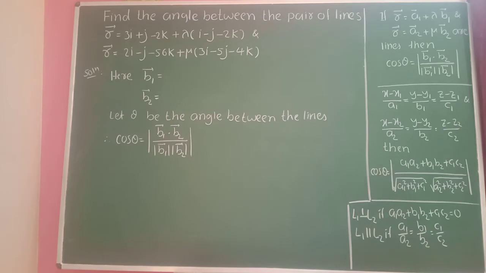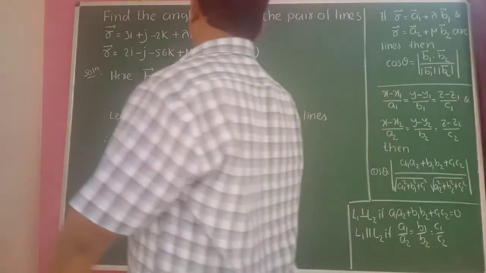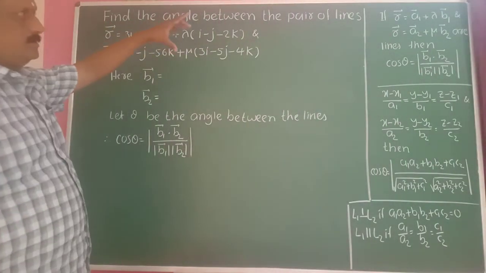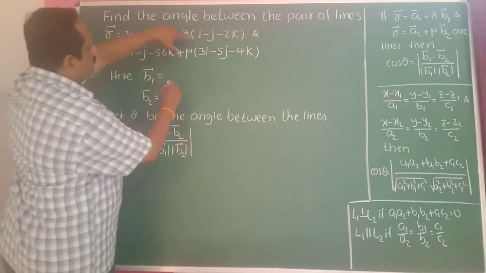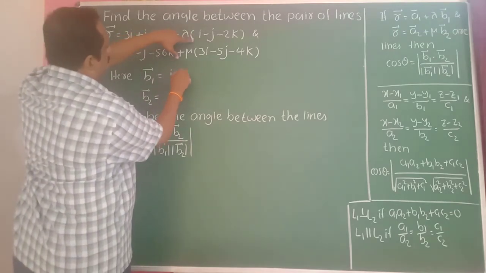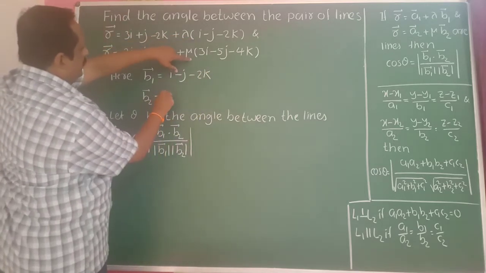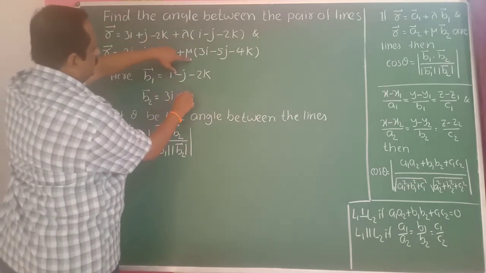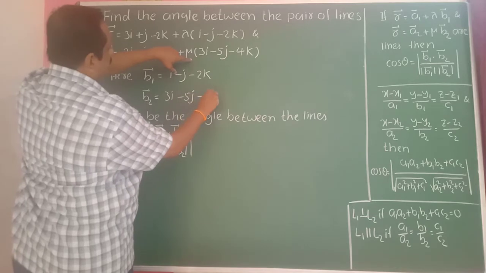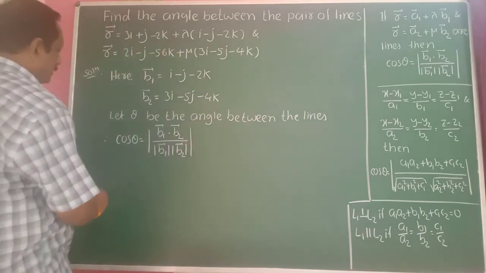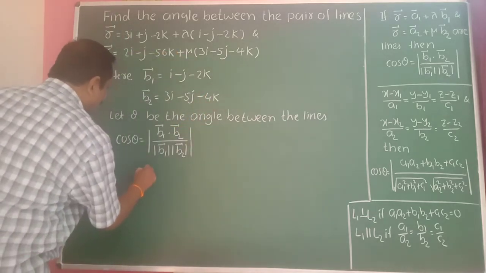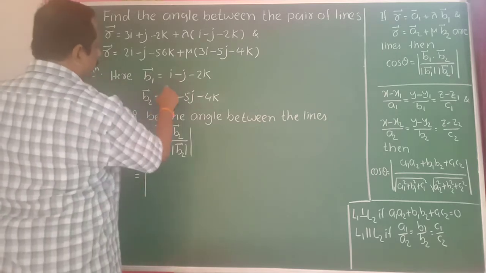So find the angle between the pair of lines here. Again comparing with the standard equation, v1 is equal to i minus j minus 2k, v2 is 3i minus 5j minus 4k. Then this is the formula. So v1 dot v2 means 1 into 3.